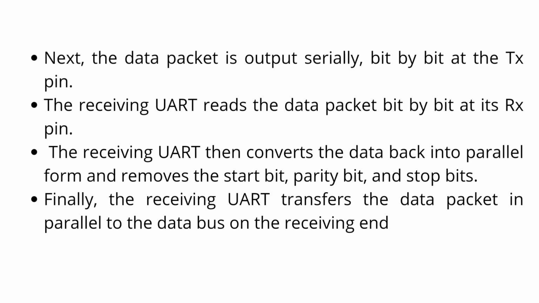Next, the data packet is output serially, bit by bit, at the TX pin. The receiving UART reads the data packet bit by bit at the RX pin. The receiving UART then converts the data back into parallel form and removes the start bit, parity bit and stop bit. Finally, the receiving UART transfers the data packet in parallel to the data bus on the receiving end.